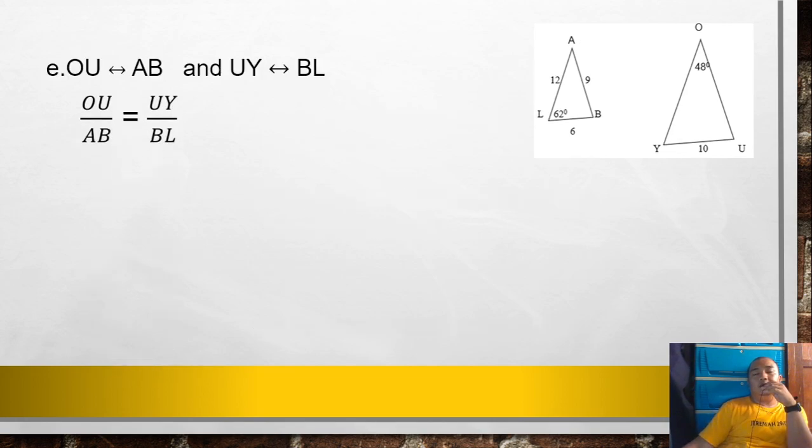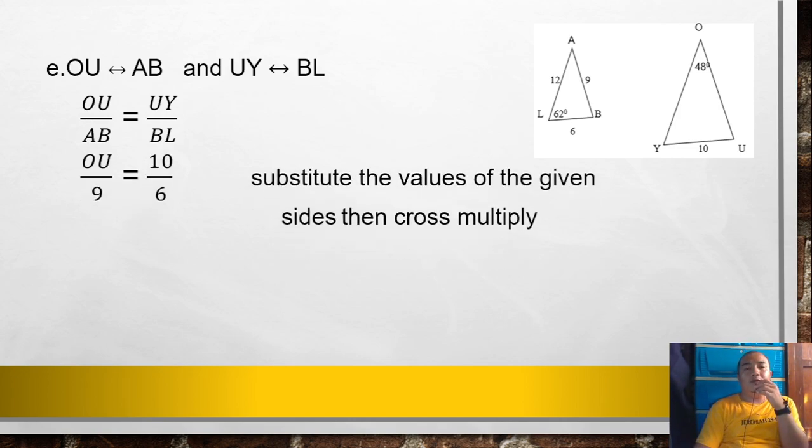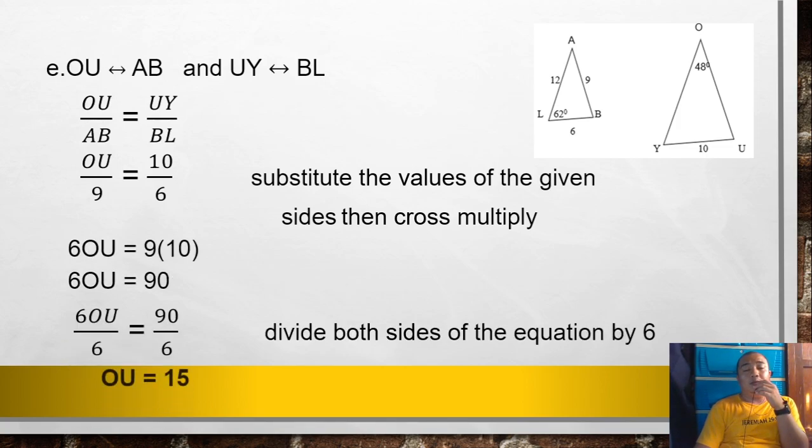So for OU, let us form an equation. OU over AB is equal to UY over BL. So our equation will be OU over 9 equals 10 over 6. By cross multiplication, 6 OU equals 90. 90 divided by 6 is 15. Therefore, 15 is the length of OU, while the length of YO is 20 units.